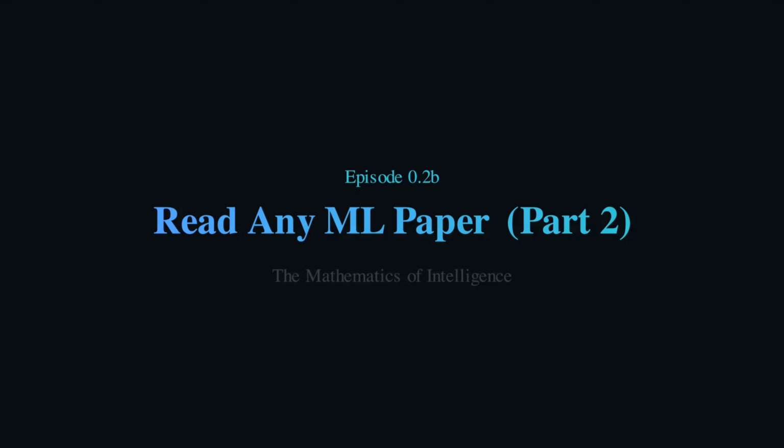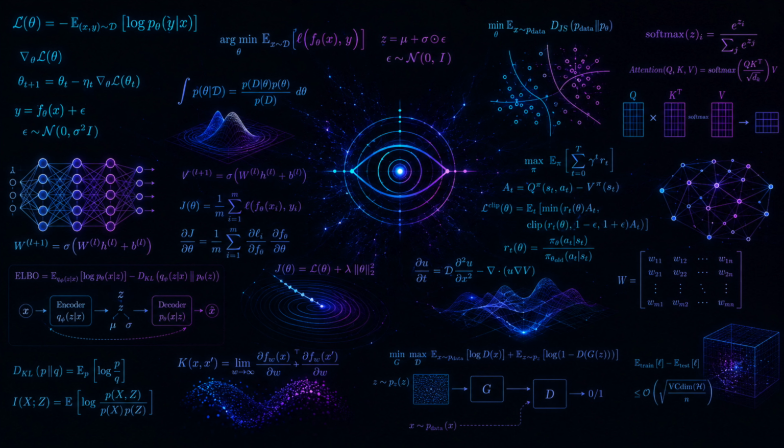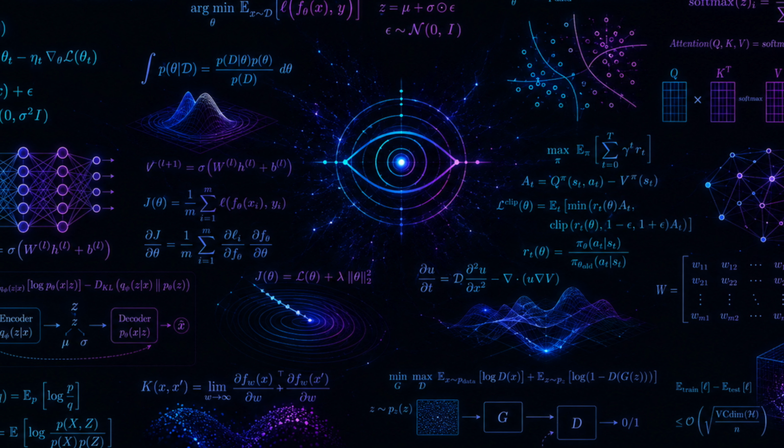Next time, in part 2, we level up to the symbols that make research papers look terrifying: the partial derivative, the gradient nabla, and the expectation. By the end, you will read a real ML paper line like a sentence.